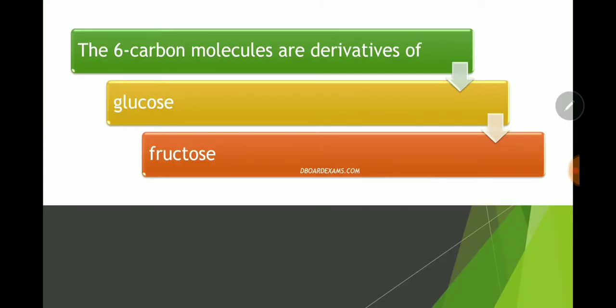All right. So, 6-carbon molecules are derivatives of glucose and fructose. Remember, glucose is 6-carbon, and also fructose is a 6-carbon. Now, the difference between fructose and glucose is that fructose actually is a 5-membered ring. You have to understand, fructose and glucose both have 6 carbons. Glucose is a 6-membered ring, but fructose is a 5-membered ring. It has 6 carbons, but the ring has 5. You have to remember that.